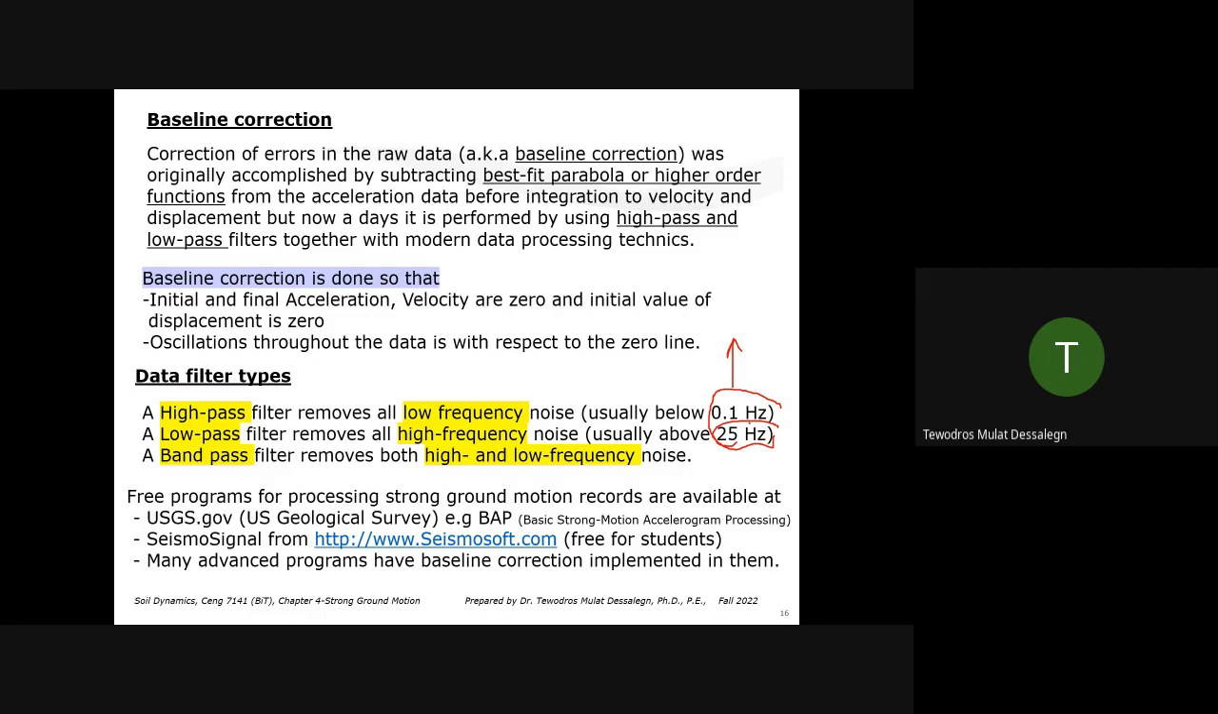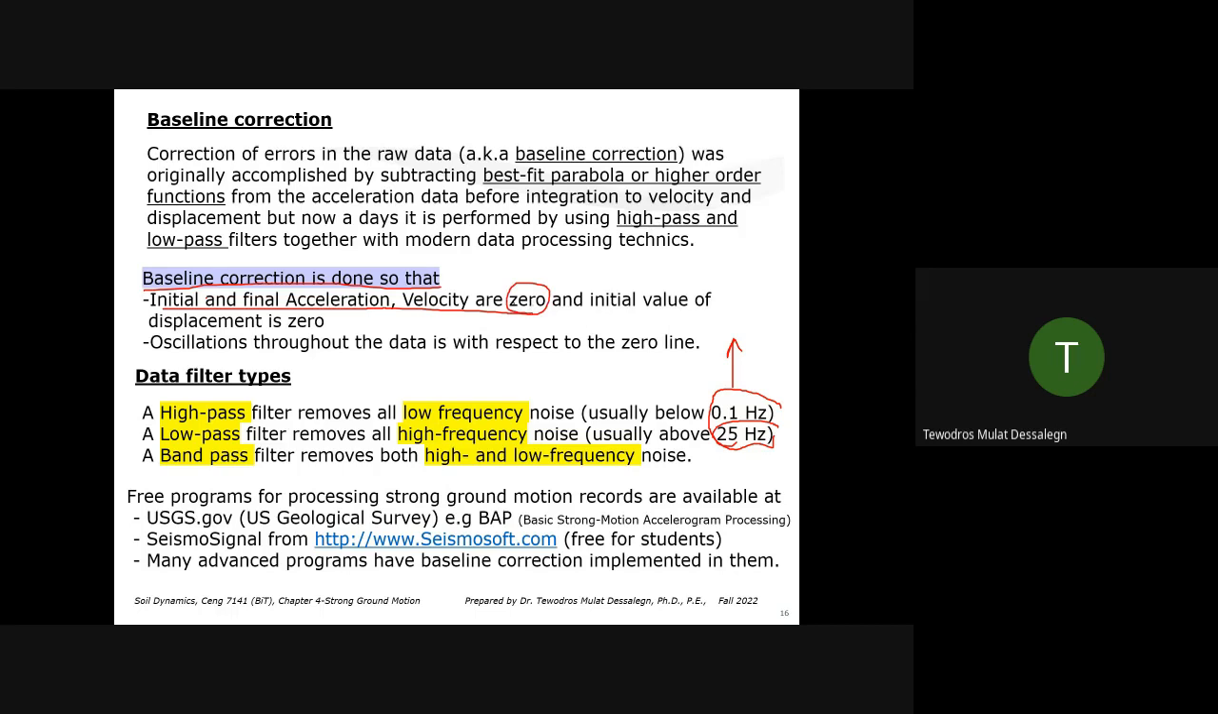So the earthquake is usually introducing frequencies in this range. If you have a frequency outside this range, that's error. That can be an instrument error, that can be noise, a background noise, like we said, such as ocean waves or a construction activity nearby. So we need to filter those frequencies. So we do baseline correction to make sure the initial and final acceleration and velocity are zero.